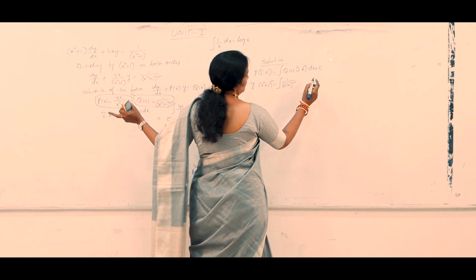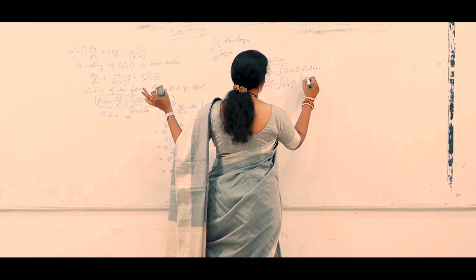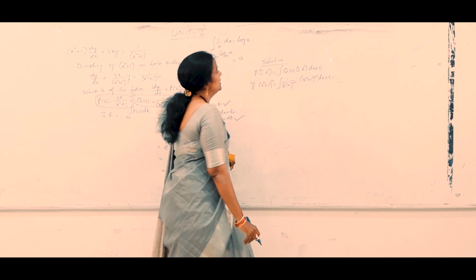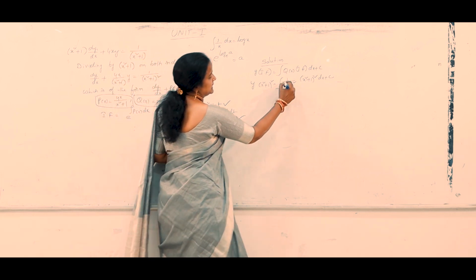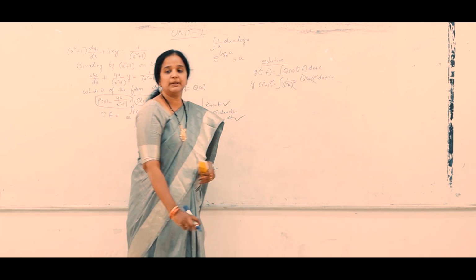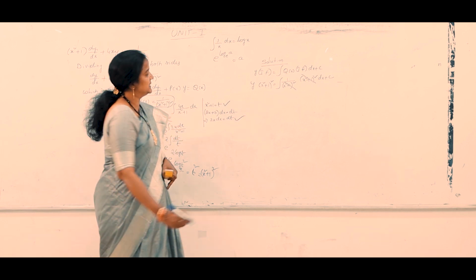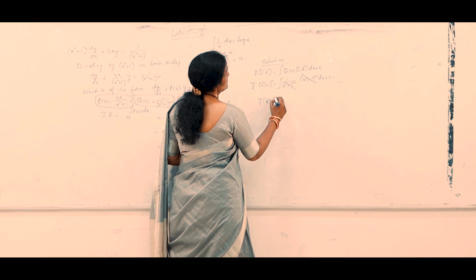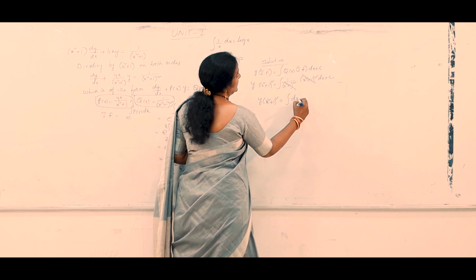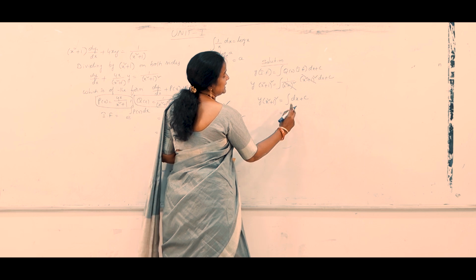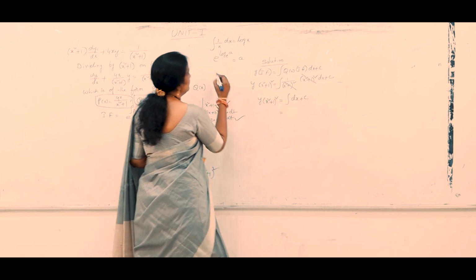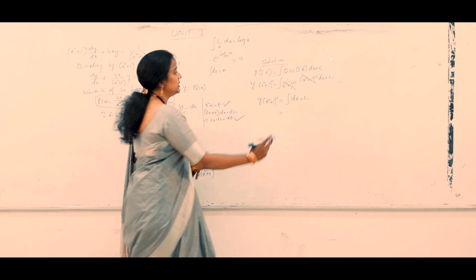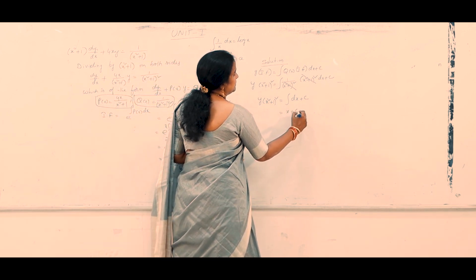What is IF? IF is (x square plus 1) whole square dx plus c. So observe this equation. Both get cancelled. (x square plus 1) whole square, x square plus 1 both get cancelled. So y into (x square plus 1) whole square is equal to only we have dx plus c. So what is integral dx? Only x. So simply we write x plus c.